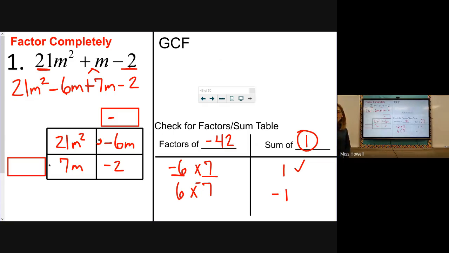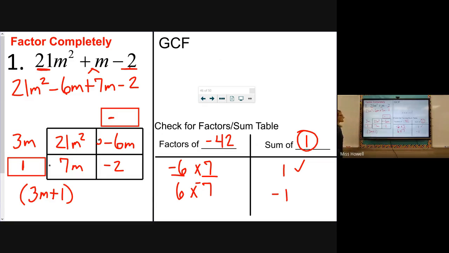All right, row by row, column by column, let's get our GCF. So 21m squared and negative 6m both have a 3 and an m. Factor that out. All right, 7m and negative 2, they don't share an m, they don't share a number, so all we can pull out here is a positive 1. So one of our factors is a 3m plus 1.